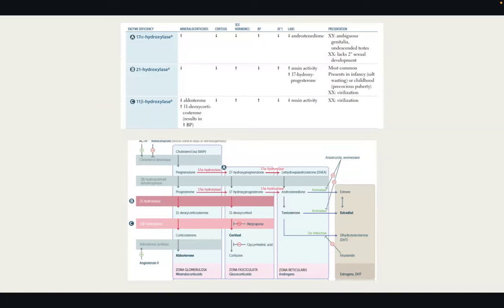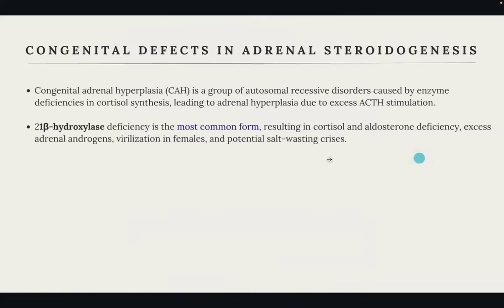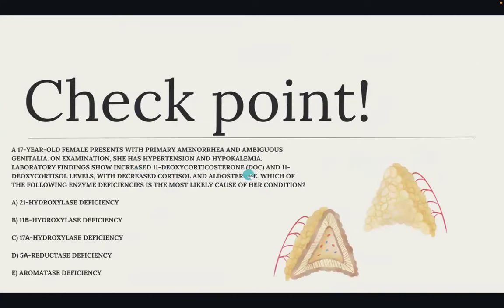It said that there is an increase in DOC. Okay, increase in DOC. In what case would I have an increase in DOC? Right here, if I were to block 11 beta hydroxylase. Let's look at the other things. 11-DOC with decreased cortisol and aldosterone. They told you right here that aldosterone is decreased, but I still have aldosterone effects, and cortisol is decreased. Again, cortisol and corticosterone. The last step is going to be one enzyme, which is 11 beta hydroxylase. So this will give us that her deficiency is indeed 11 beta hydroxylase.